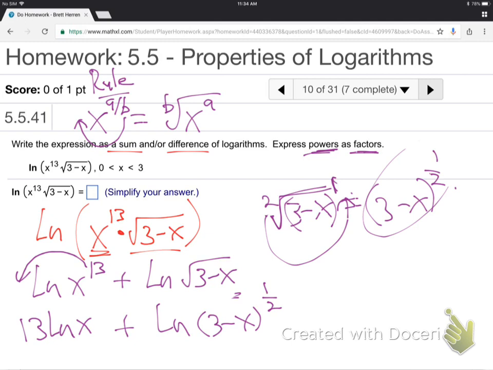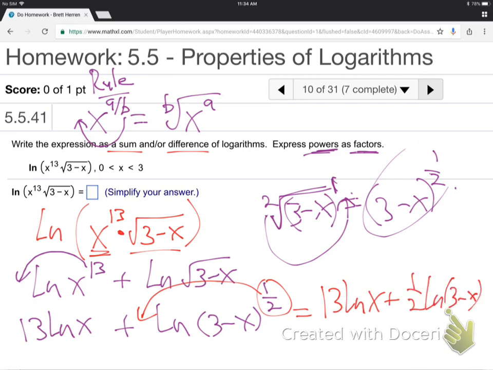You're going to want to remember that, they're going to test that a few times. Remember a square root being a half power. So that square root's a half power, and what do we do with powers? Down to the front. So then the final answer is 13 ln x plus a half ln 3 minus x. There we go. Every time you see a square root, that's the problem, so we just remember to put it. Oftentimes. Not every time, not every situation, but be aware of it.